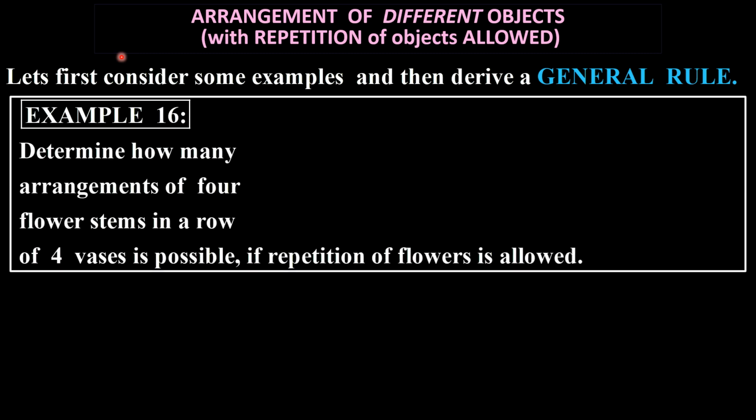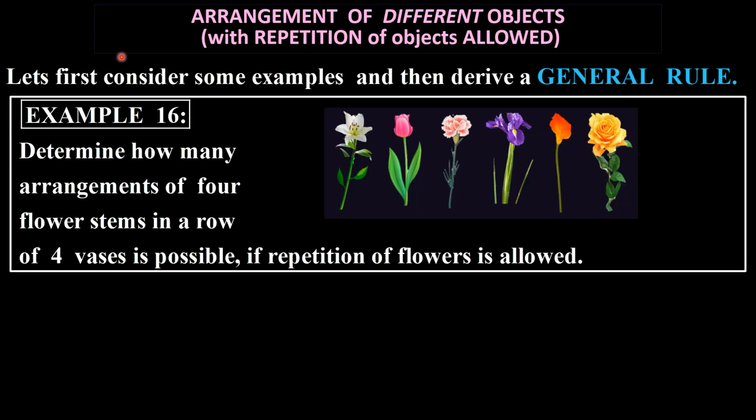Determine how many arrangements of 4 of the 6 flower stems in a row are possible if repetition of flowers is allowed. So we want to have 4 flowers placed in a vase, and they must be placed in a row like that. That's just for you to understand. So let's see what we have here.